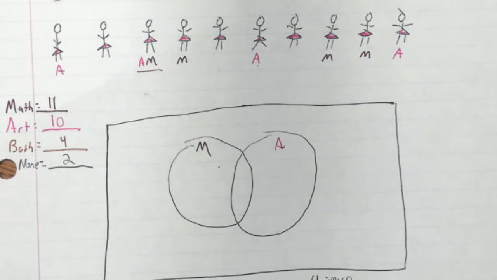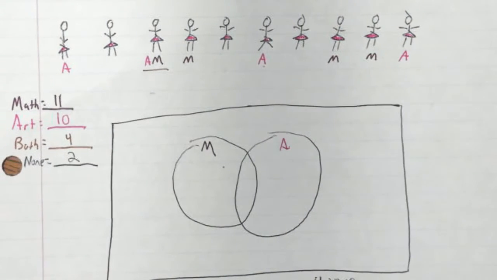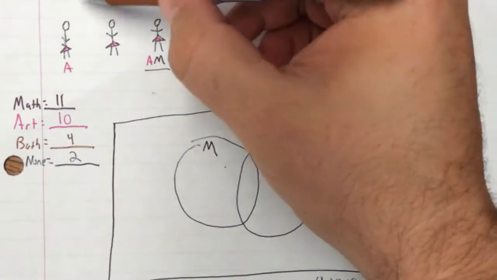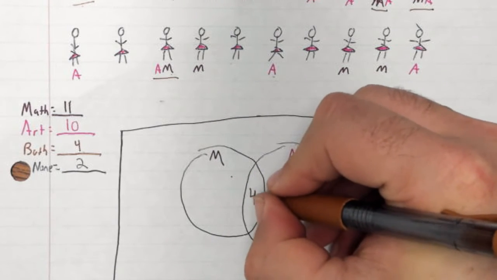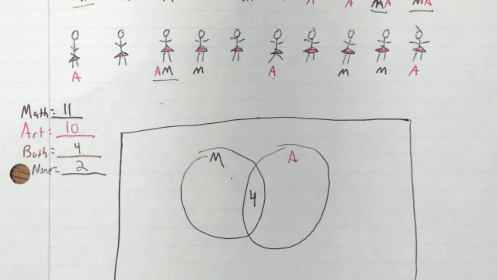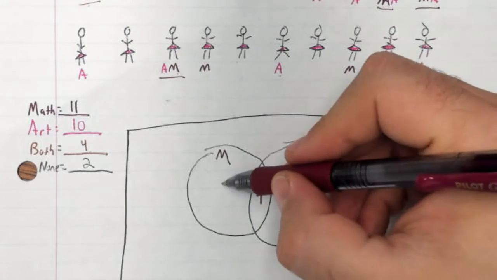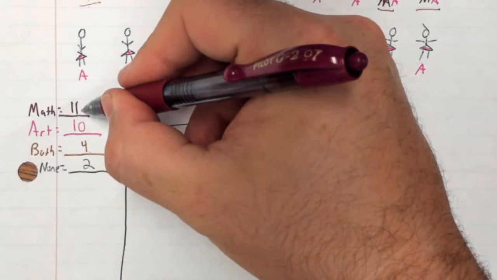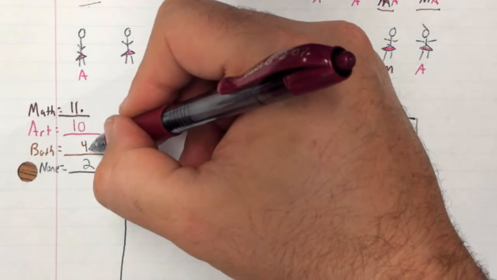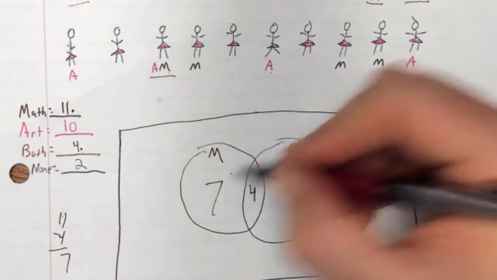Now the key to making these is that you want to always do the overlap first. So I've got 4 people, remember these 4, like this one, that were in both of them. So I've got 4 that are involved in both math and art classes. Now I can go through and see how many I need over in each individual circle. So over here in the math only section, I've got 11 that took math, but 4 of those were in both. Well, then the 11 minus 4 leaves me with 7 who are in math only.